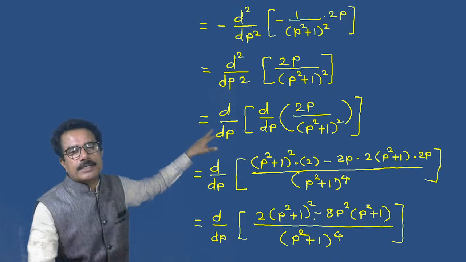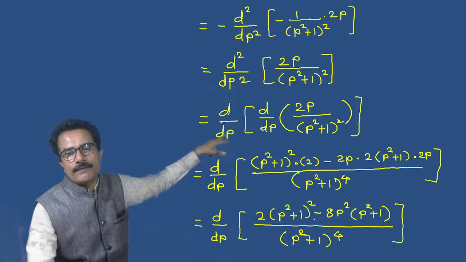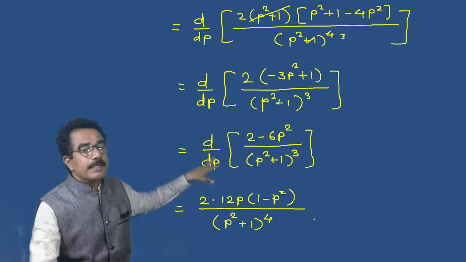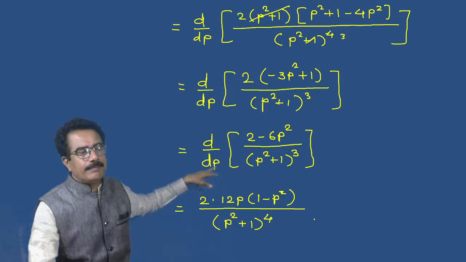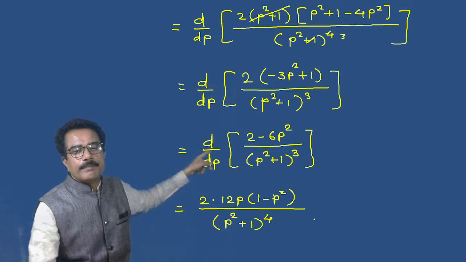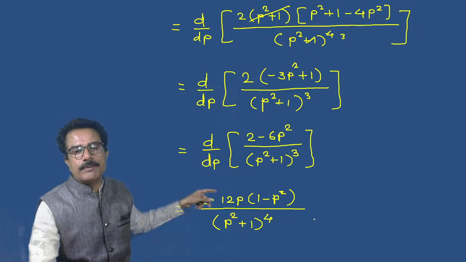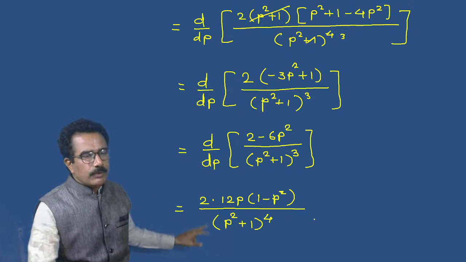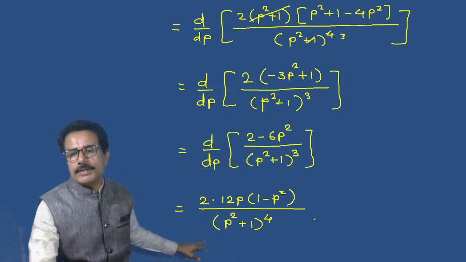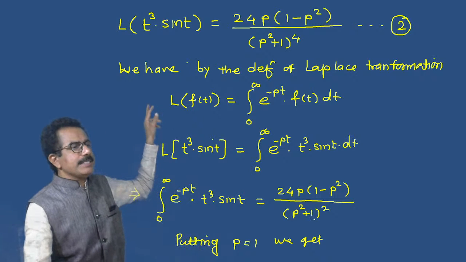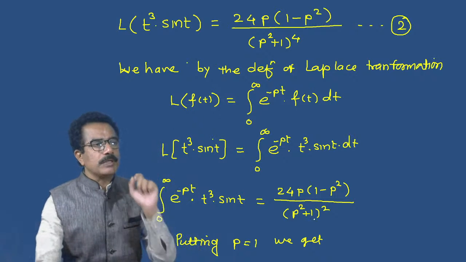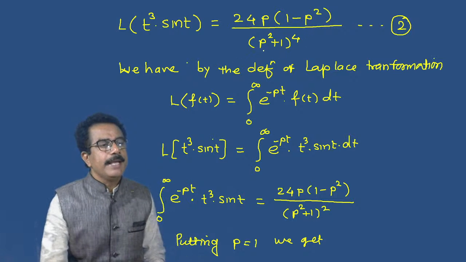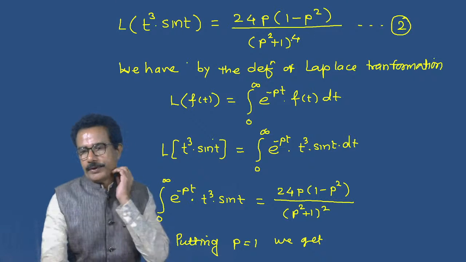Then again the second order derivative, which is the derivative of the first order. Then again we have to calculate the derivative of this term, the third time derivative, that is 2 minus 6p square divided by p square plus 1 bracket cube. By using the division rule, we will get the third order derivative in this way. That means the Laplace transformation of t cube into sin t is equal to 24p into bracket 1 minus p square divided by p square plus 1 bracket raised to 4.